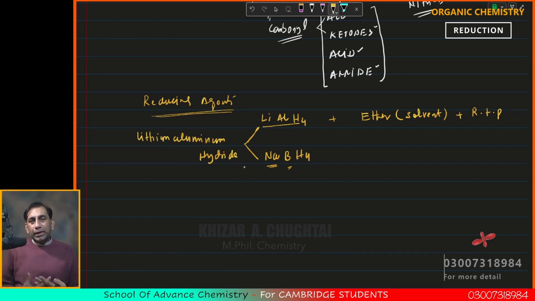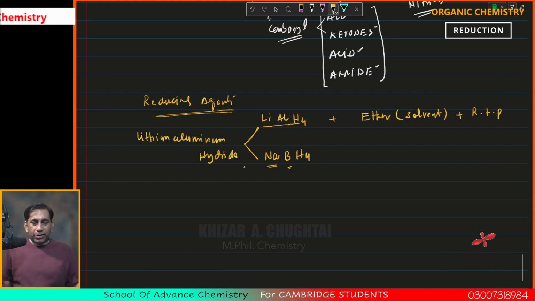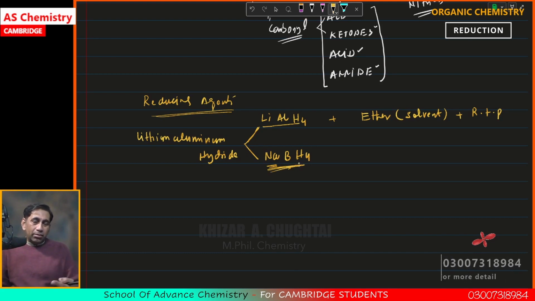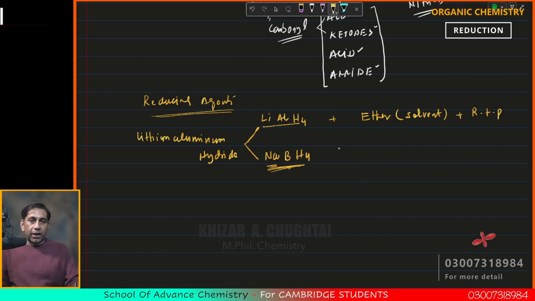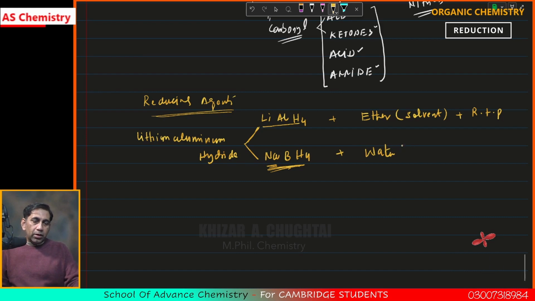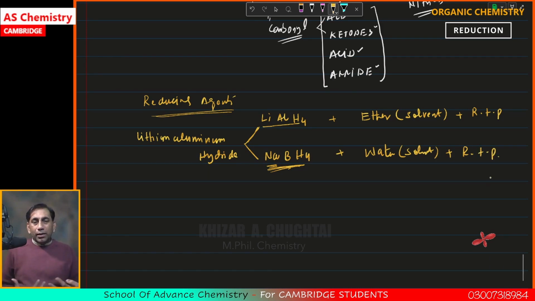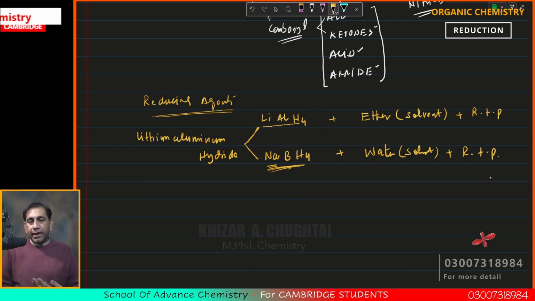Hydride means any compound that has an H negative ion. This is called hydride. So they both have H negative ion. They are basically H negative ion providers. They donate the H negative ion. And this is an almost similar class of reducing agent, but its solvent is changed. We will use water as the solvent, plus RTP.